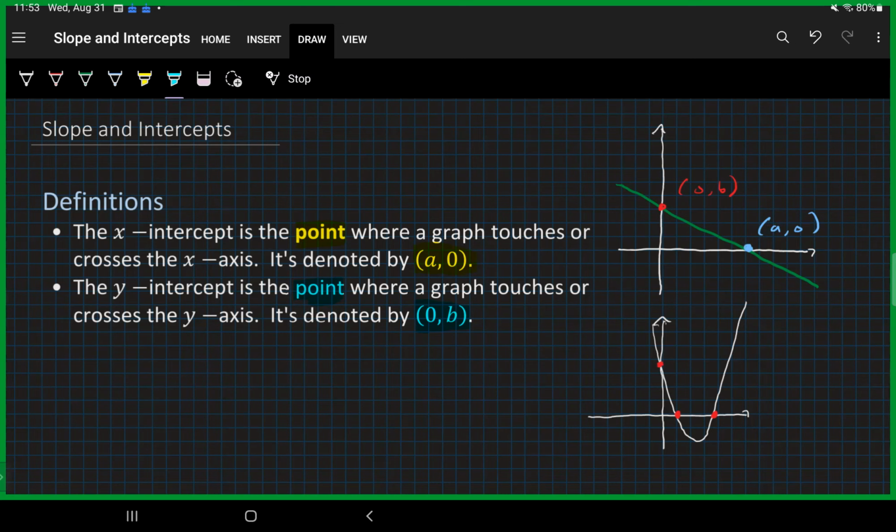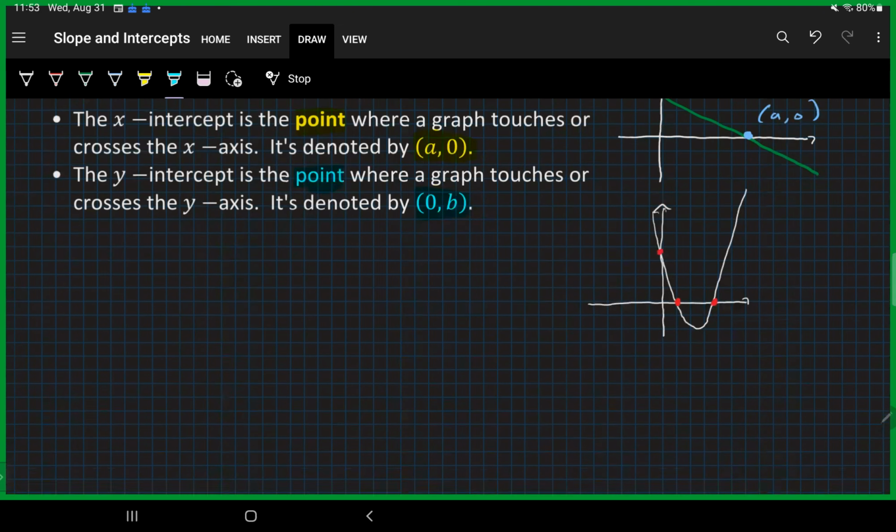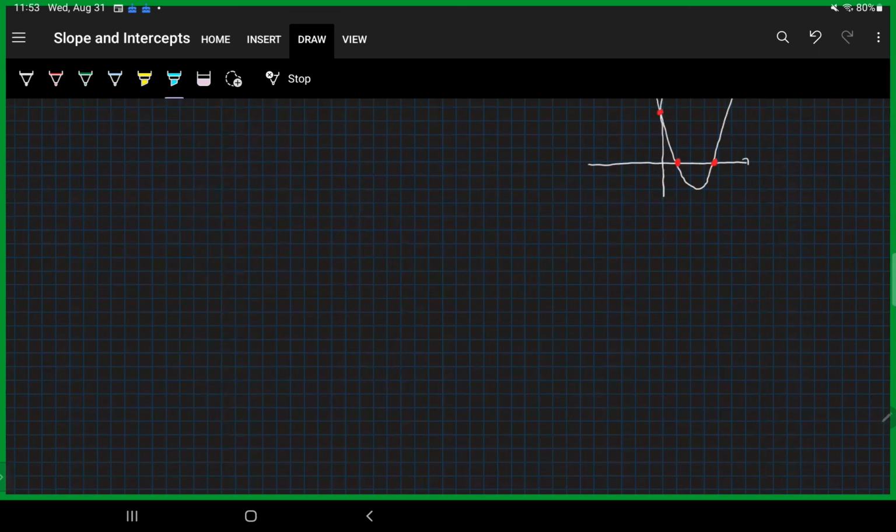The other picture is a parabola. You might recognize that from previous math classes. We'll be talking about those in detail. Graphs of equations or functions, which we'll explore a lot in this class, can cross axes more than once. And in this case, I have two x-intercepts and a y-intercept.